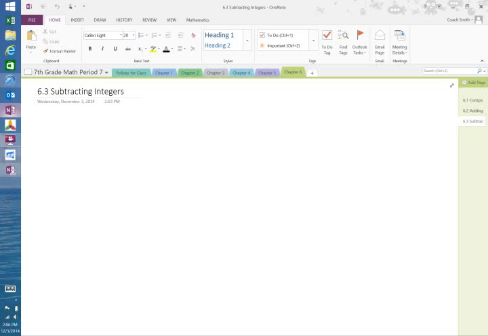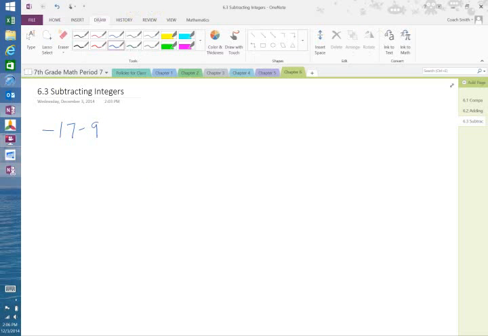All right, subtracting integers. Now, I want you to write these problems down. Let me get to them right quick here. All right. Negative 17 minus 9, 15 minus negative 8, 13 minus 24.